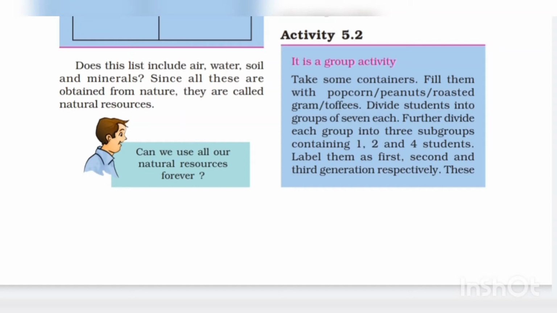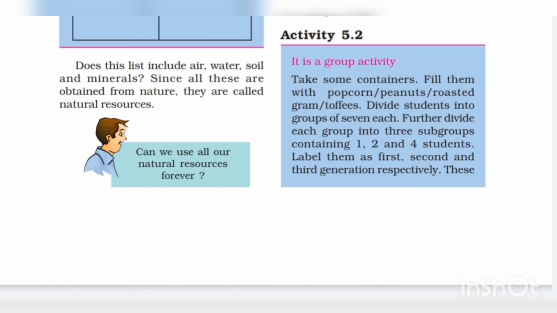In today's video, we are going to read out the activity 5.2. So let's start it. It's a group activity. We have to take some containers, fill them with popcorn, peanuts, roasted graham toffees. Divide students into groups of 7 each. Further divide each group into 3 subgroups containing 1, 2 and 4 students.